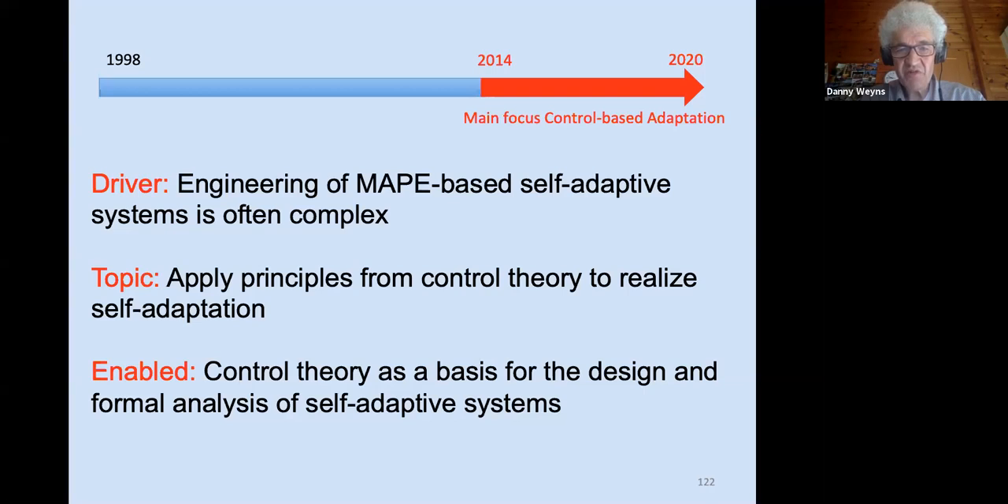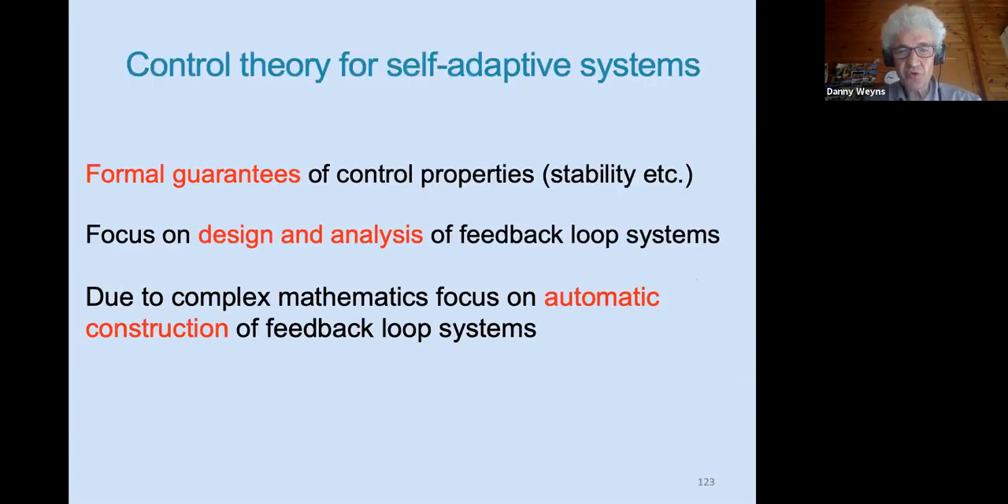So the argumentation was that control provides a mathematical basis. So that gives you guarantees, in fact, by principle, which, as you saw in the previous wave, was a hard thing to get. If you need to do verification at runtime, it's a hard thing to establish. So if you get it for free from control theory, that would, of course, be a big benefit. So people started studying how to use control theory. Now the focus mainly is on the design and the analysis of the feedback loop systems.